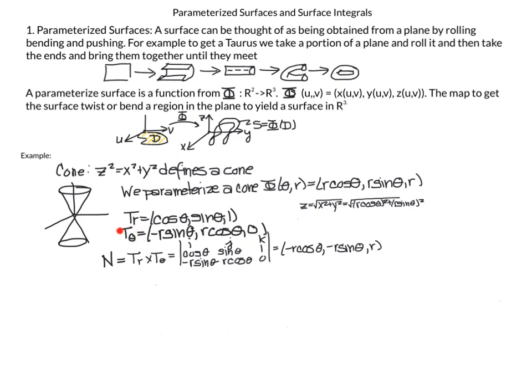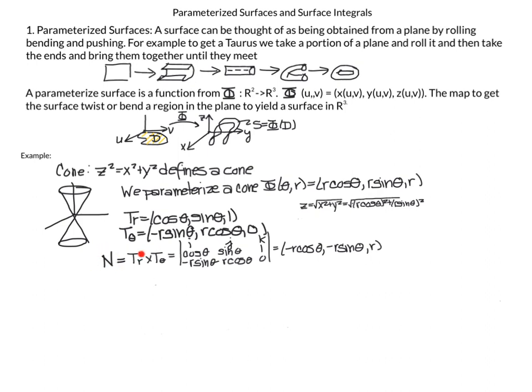Next, I take the partials with respect to the tangential line, with respect to theta. So now r is considered a constant, and theta is considered our variable. Derivative with respect to theta is minus r sine theta. This is minus r cosine theta, and this is 0.